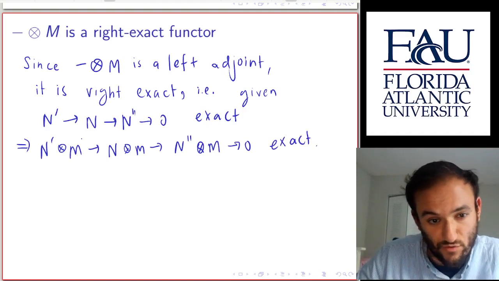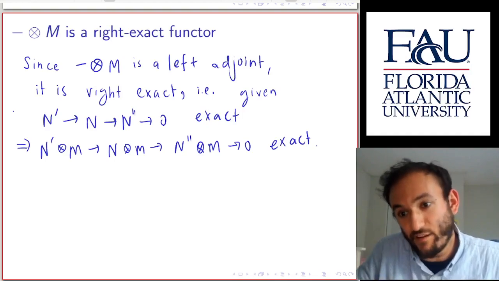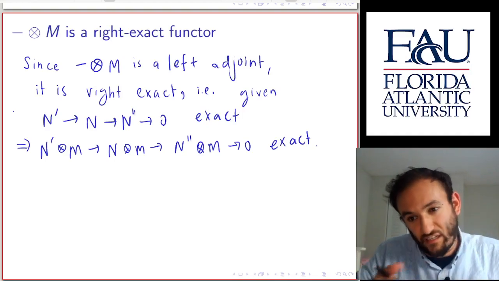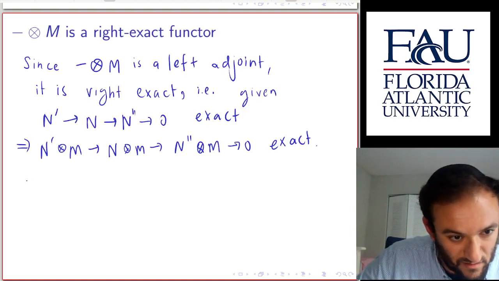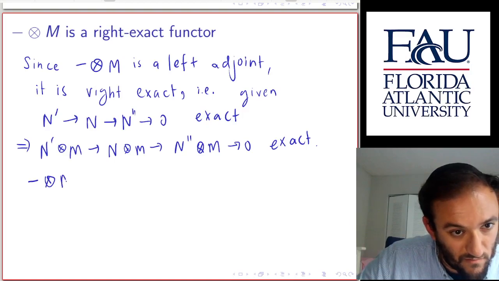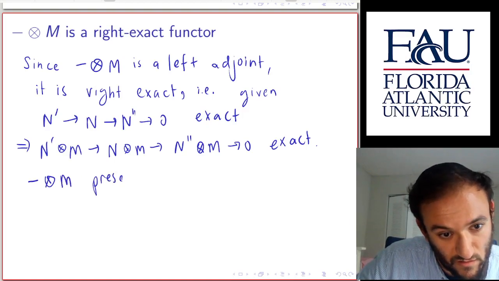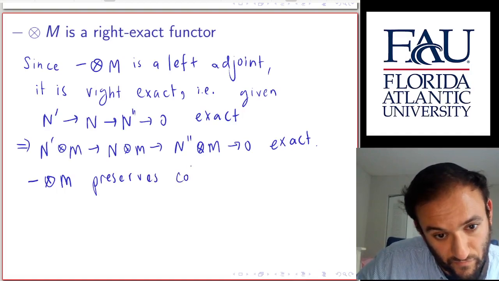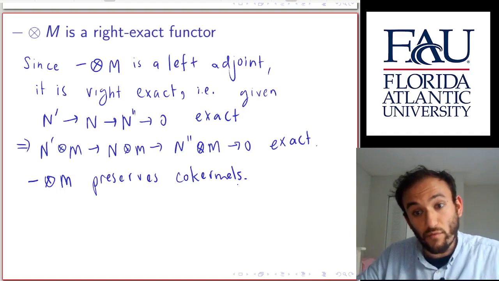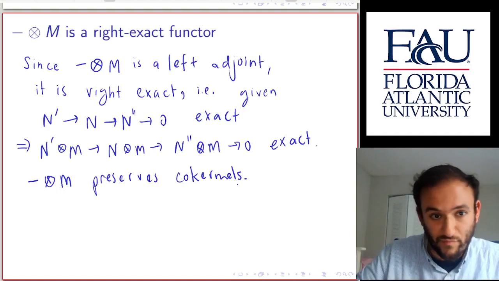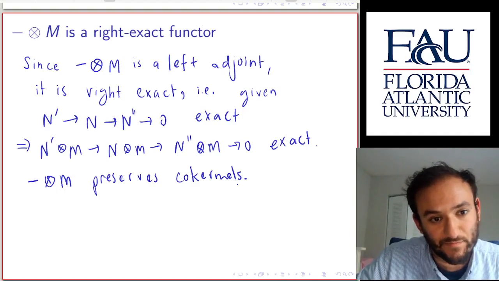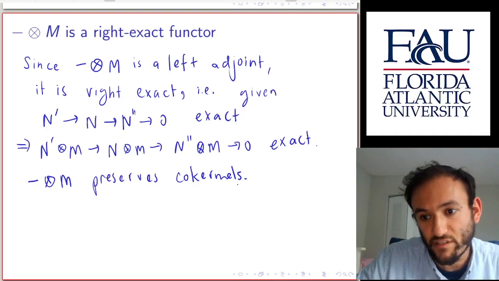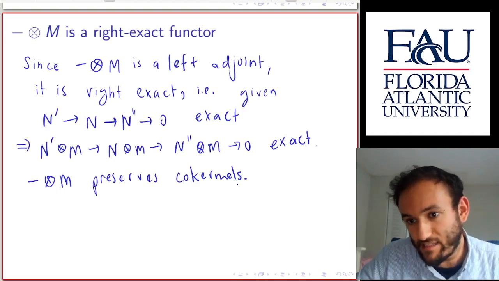because this is true for this side of a short exact sequence, but it's not true for that initial step from 0 to n prime. Another way of saying this is that this preserves co-kernels. And you'll recall that Hom was left exact because it was a right adjoint to Tensor. So this is one of the special properties of adjunction, is that you pick up this nice exactness property.